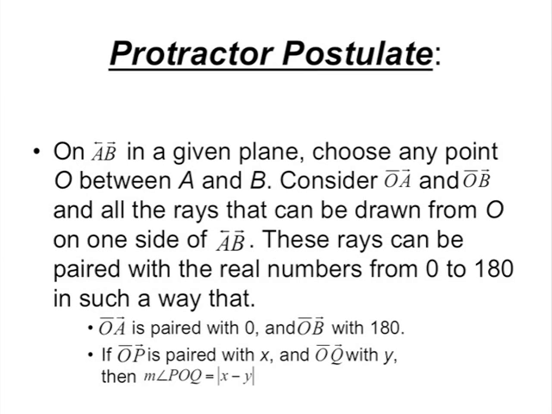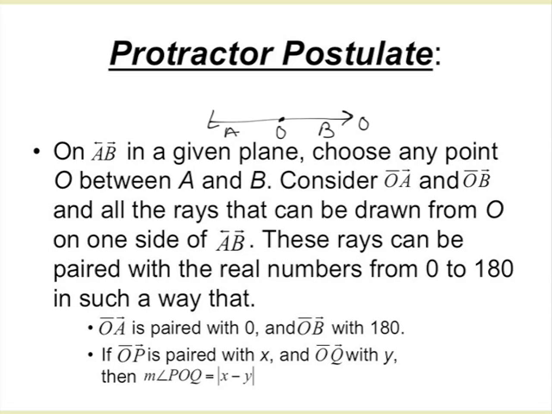Our protractor postulate has a lot of words in it, so I'm just going to draw a picture and give you the big idea of this one. The big idea is that if I have a line, A, B, and I put a point on there called O, I can then say OB is 0, OA is 180, or vice versa, and then name any angle inside of there and give it a measurement.